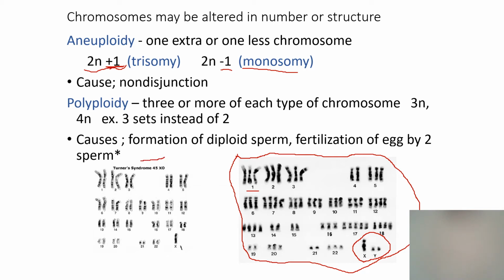Right here is an example of a monosomy. So this right here is something called Turner's syndrome, and you'll notice there's 2 of each chromosome, with the exception down here there's just one X chromosome, so it's missing the second sex chromosome, and therefore it's a monosomy because it would be a 2n minus 1.